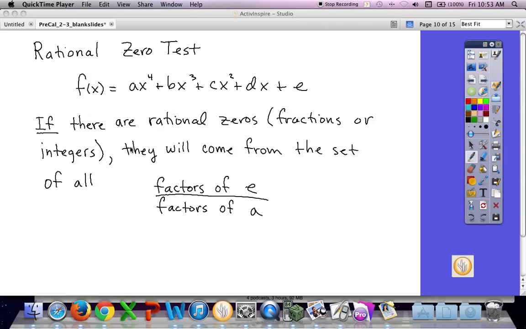I put a 4th degree, but it could be any degree of a polynomial, right? If there are rational zeros, which doesn't have to be the case, but if there are zeros which are fractions or integers, they have to be of the form of the factors of the constant divided by the factors of the first coefficient. So that's why the E is the last number and the A is the first number. They have to be in the list of all of those possibilities. That's called a rational zero test.